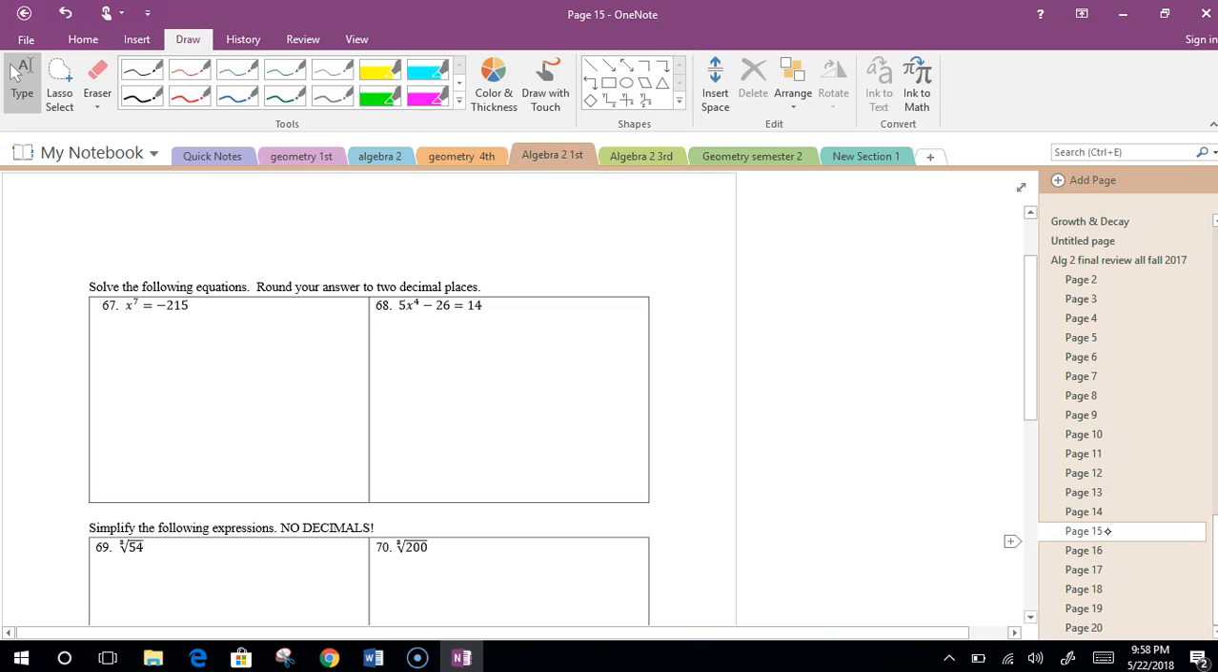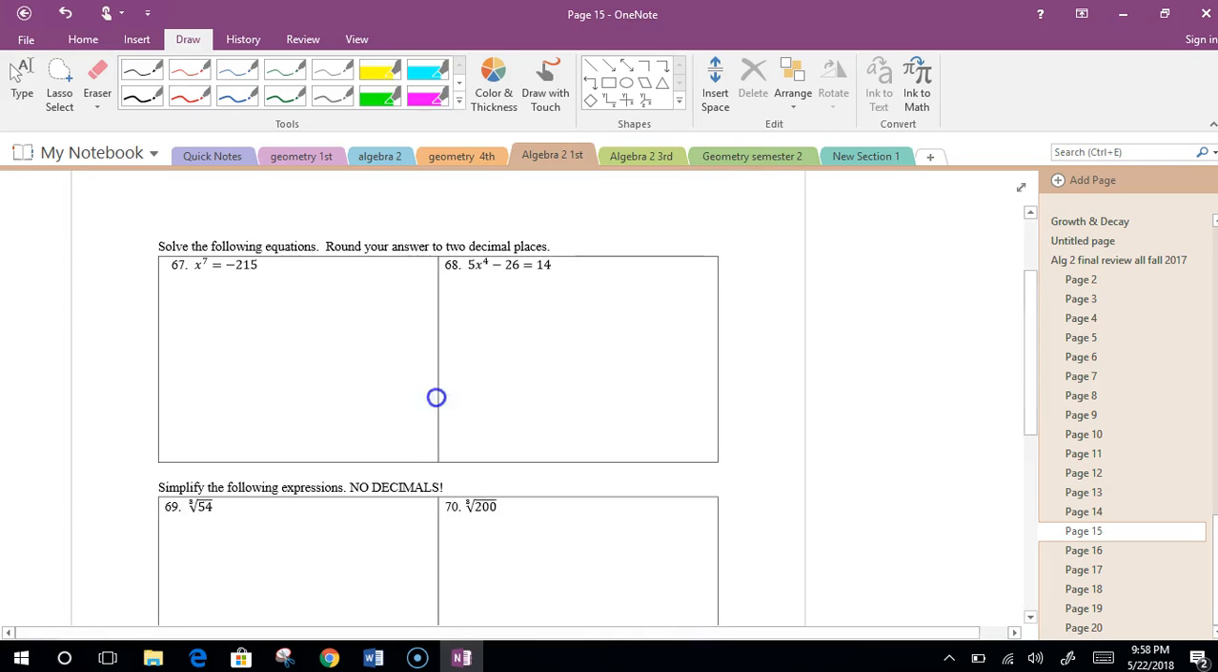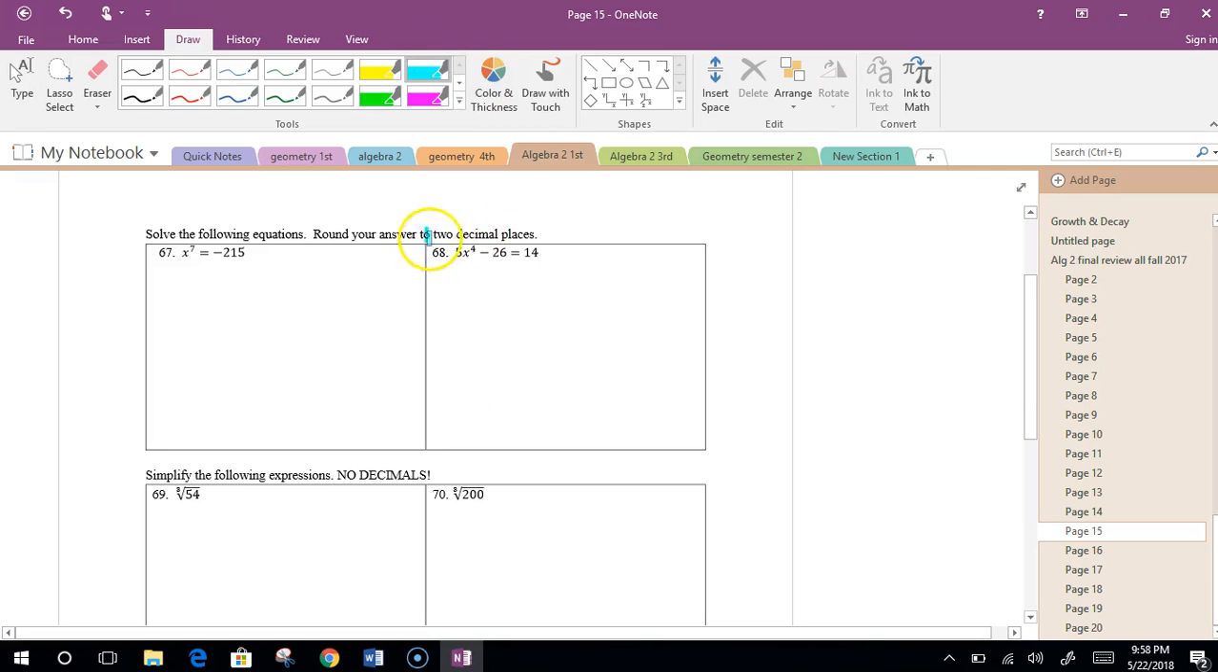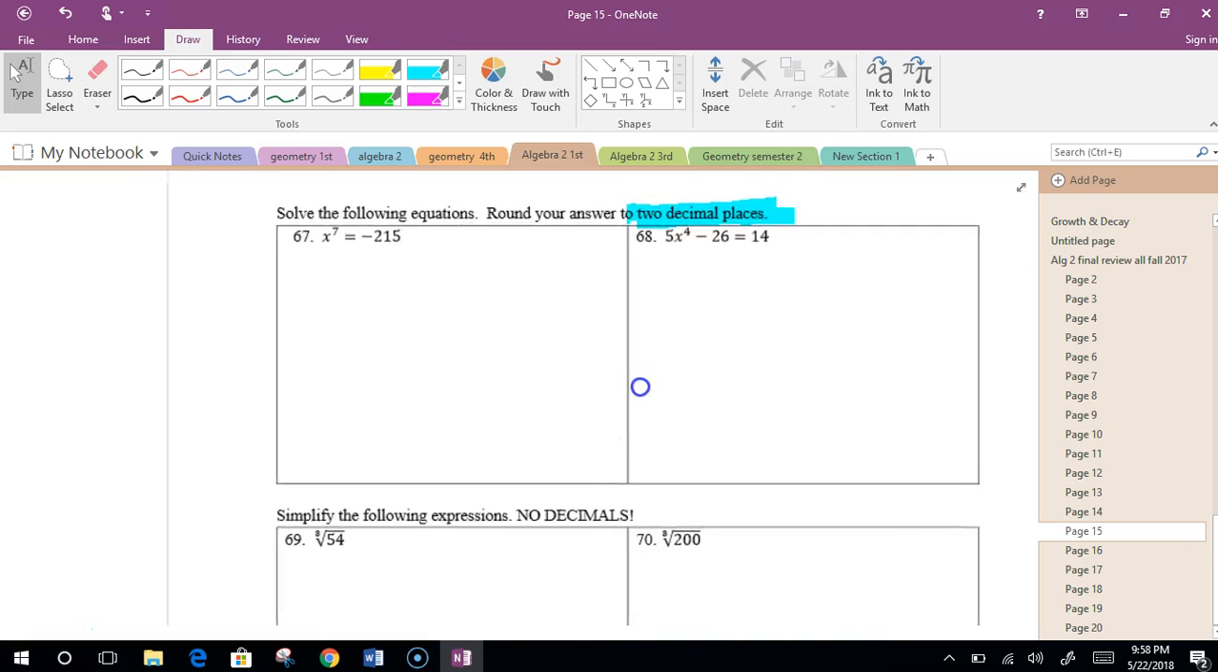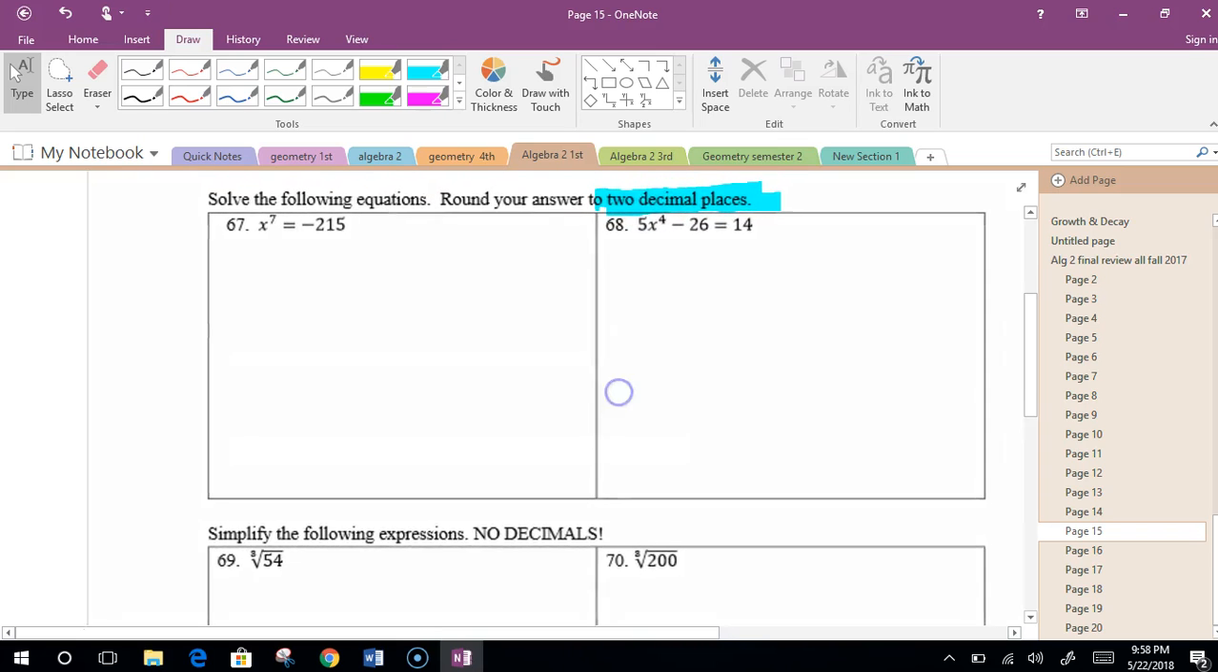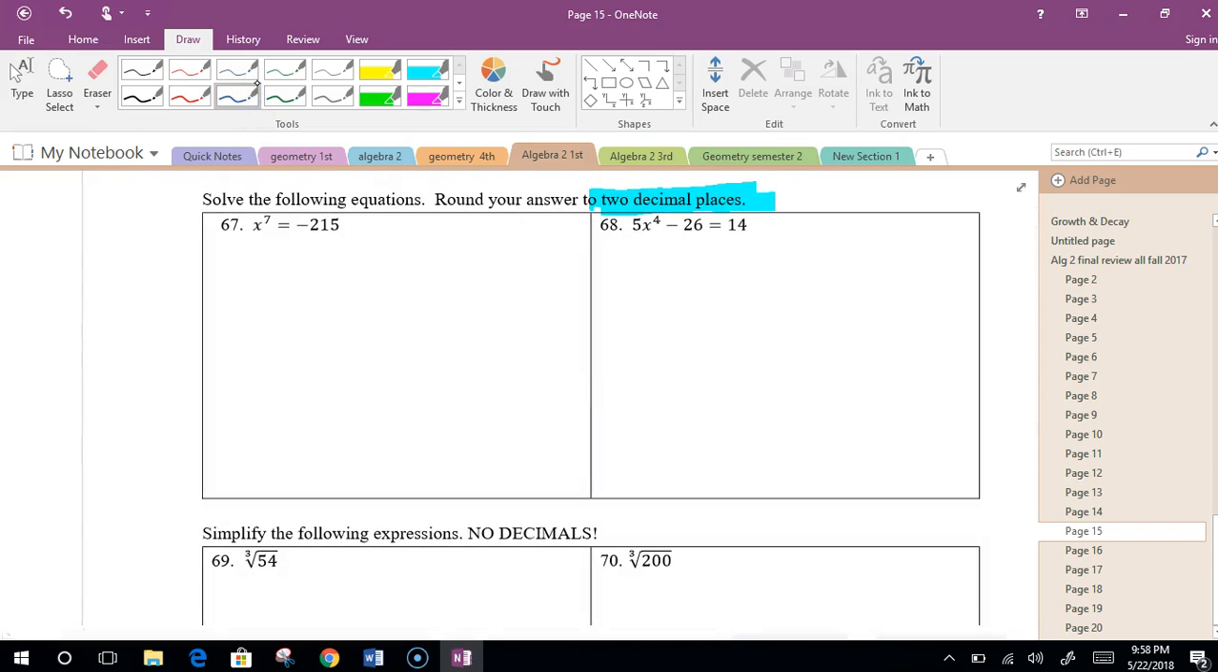Then we move into solving radical equations. Now, these two, again, when you see this in the directions rounded to 2 decimal places, this means you're going to need a calculator, y'all. Again, I don't know that we're going to necessarily see a ton of these, if any, on the exam, but you need to be ready just in case.